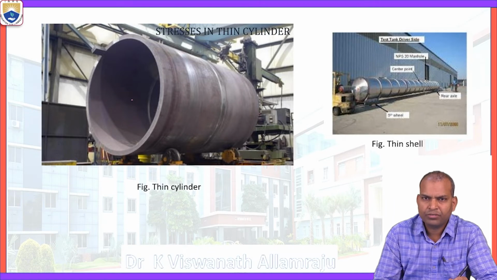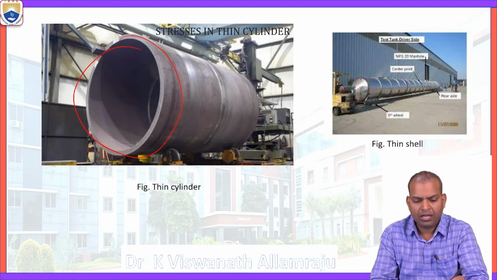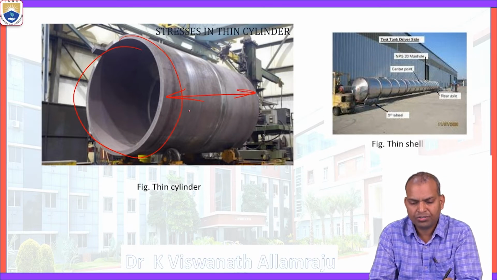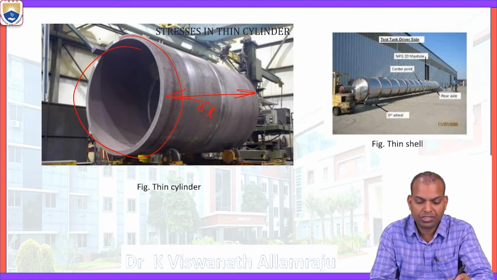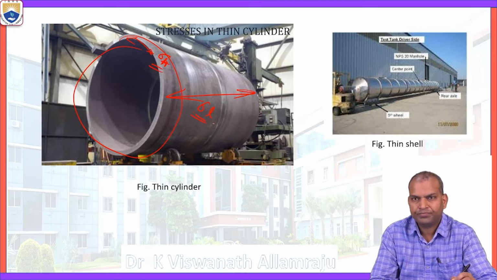But in this module, as I already mentioned, we are going to study how, when fluid pressure is there inside the cylinder, the stresses will be developed circumferentially and also along the longitudinal direction. Along the longitudinal direction, it is sigma L, the longitudinal stress, and in the circumferential direction it is the hoop stress. That's called hoop stress, and longitudinal stress is developed.